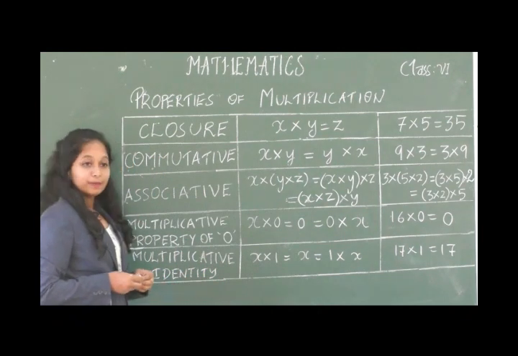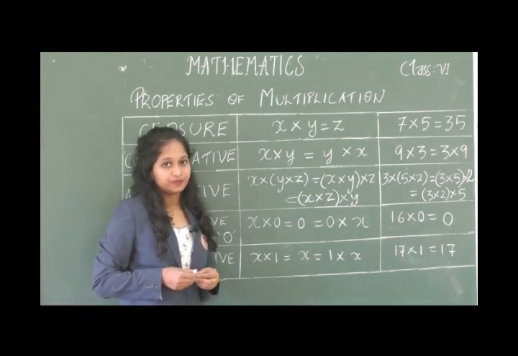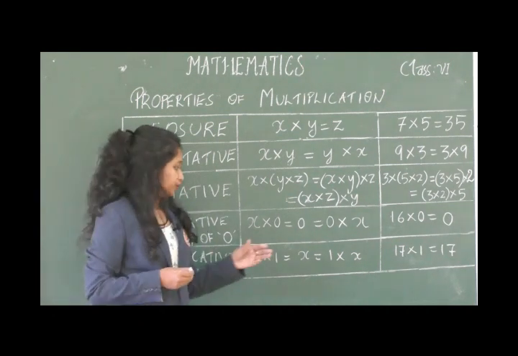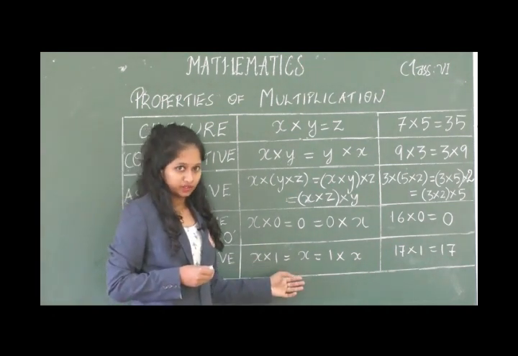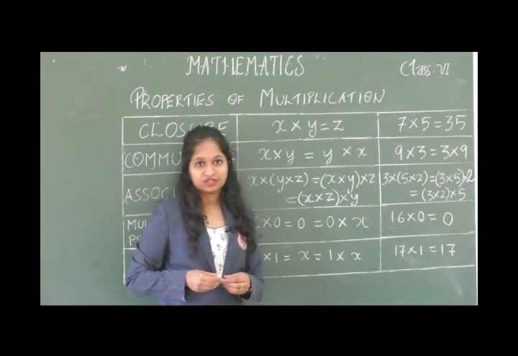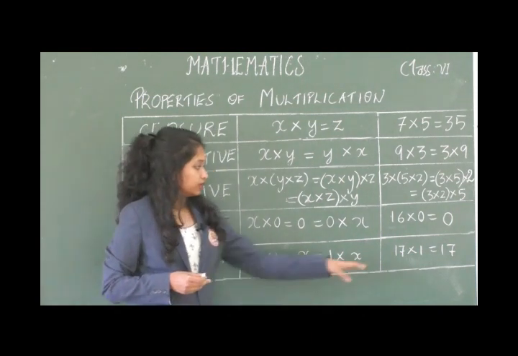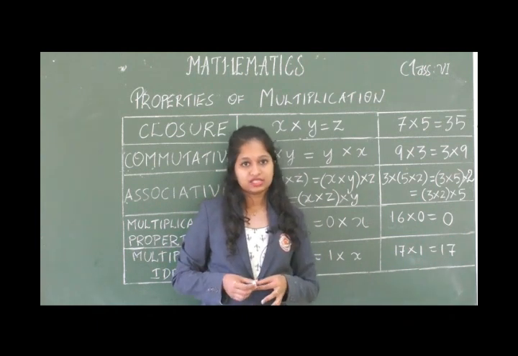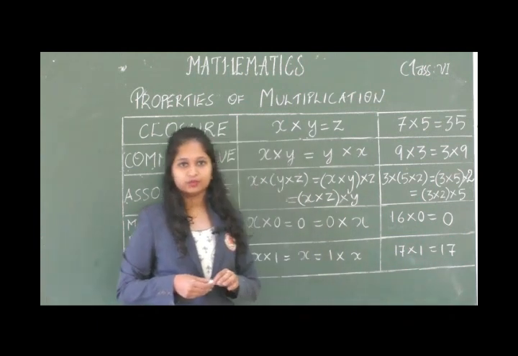And last, multiplicative identity. Multiplicative identity is 1. If you multiply a number with 1, you get the number itself. Example, 17 into 1, you get 17. 17 is a whole number.